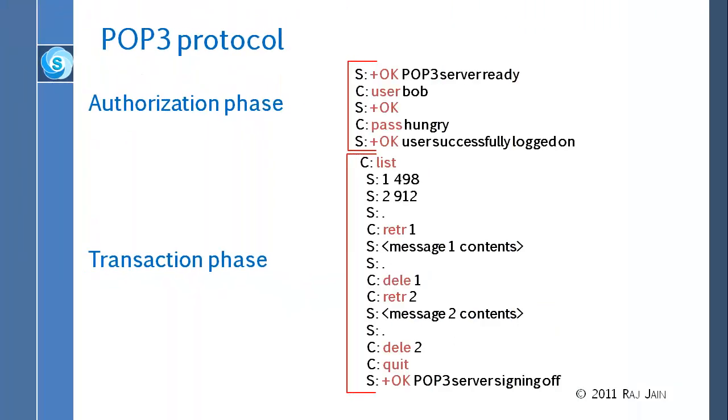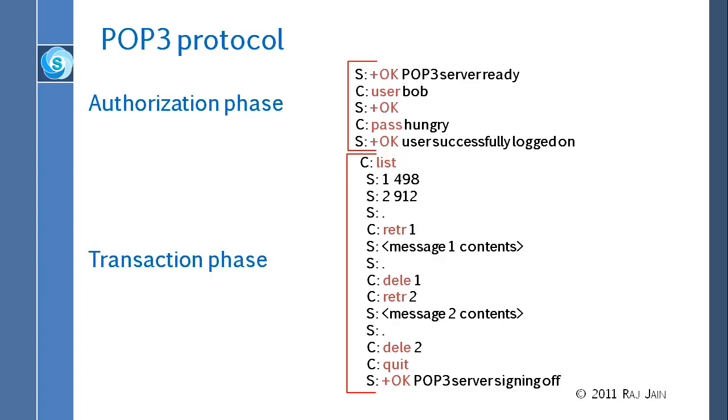So now POP3. Here's a sample POP3 sequence. The server says POP3 server ready, you say user Bob, the server says plus okay. Pass hungry, this is the password. And then it says okay, user logged in. Then the client says list. The server says you have 2 messages waiting. The first one is 498 bytes, the second one has 912 bytes, and then a dot, which means the end of the list.